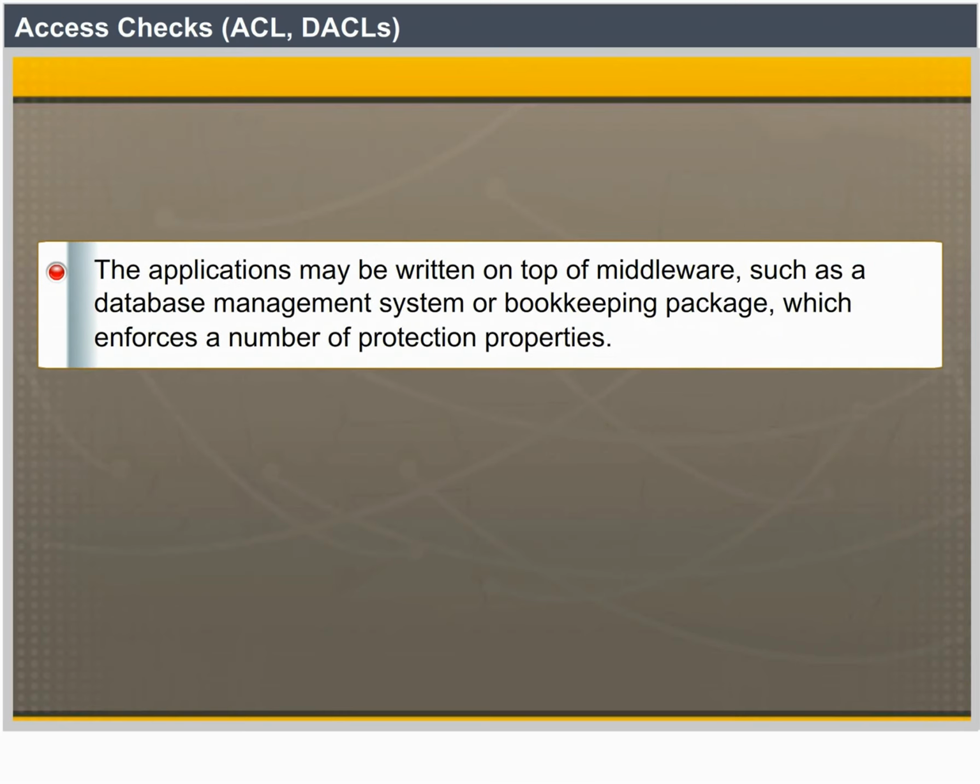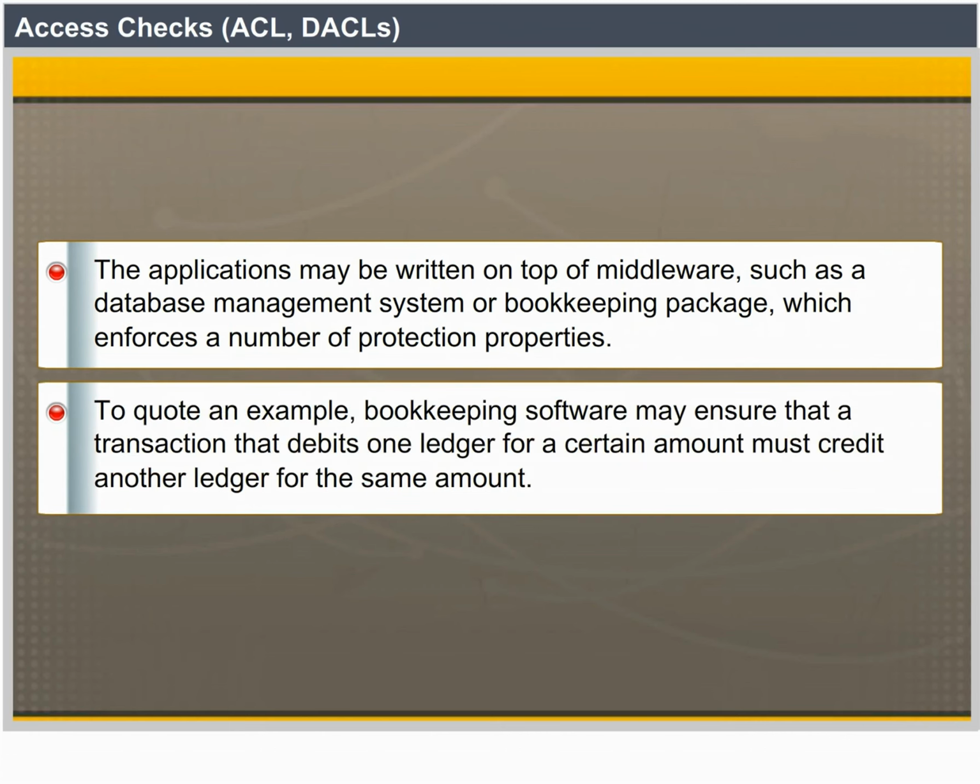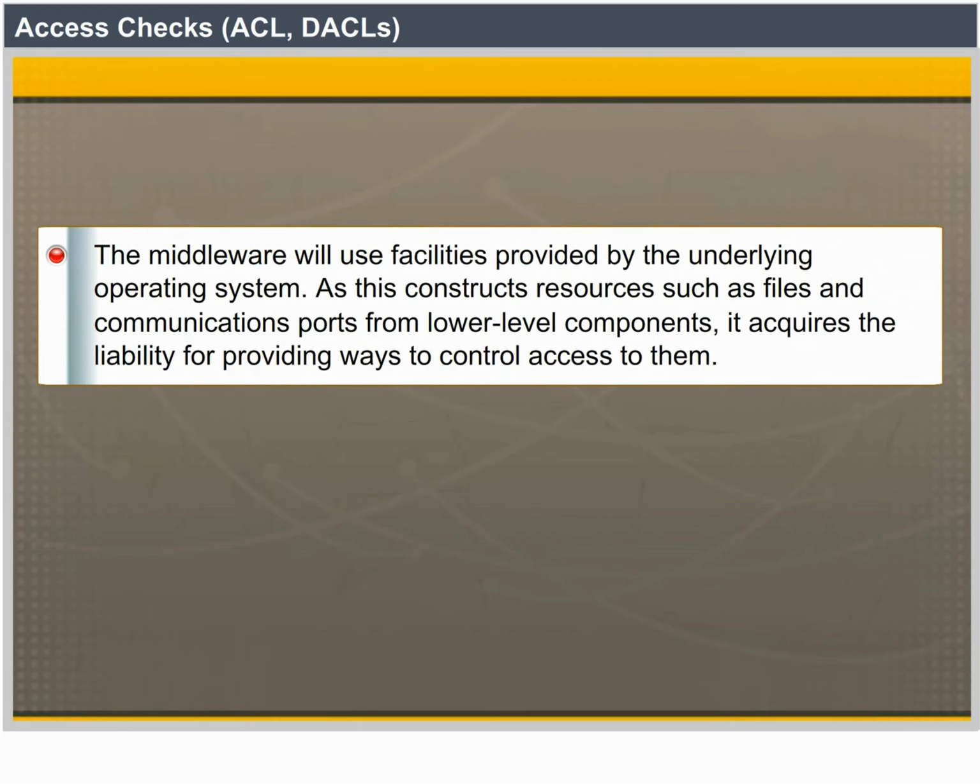The applications may be written on top of middleware such as database management system or bookkeeping package which enforces a number of protection properties. For example, bookkeeping software may ensure that a transaction that debits one ledger for a certain amount must credit another ledger for the same amount. The middleware will use facilities provided by the underlying operating system. As this constructs resources such as files and communications ports from lower-level components, it acquires the responsibility for providing ways to control access to them.